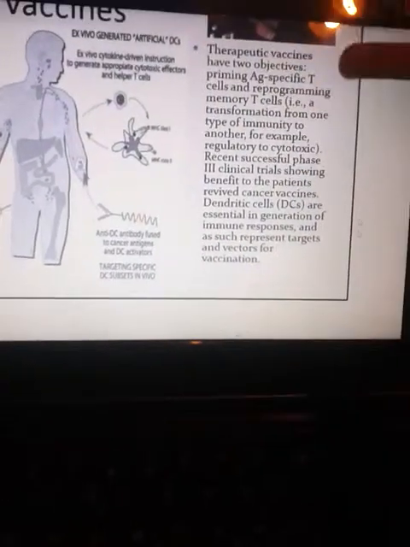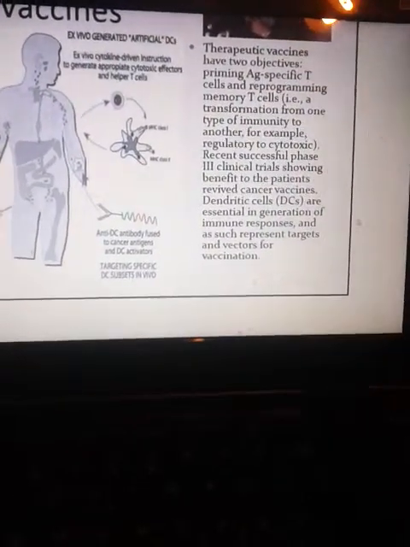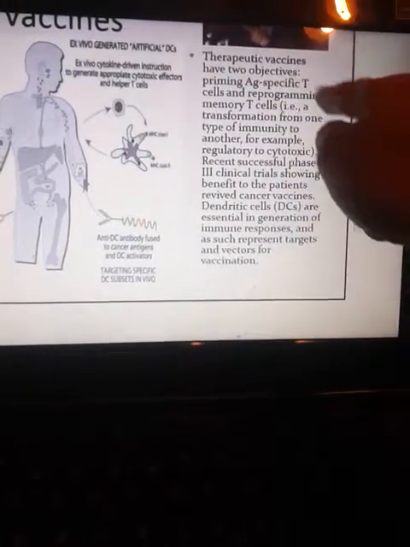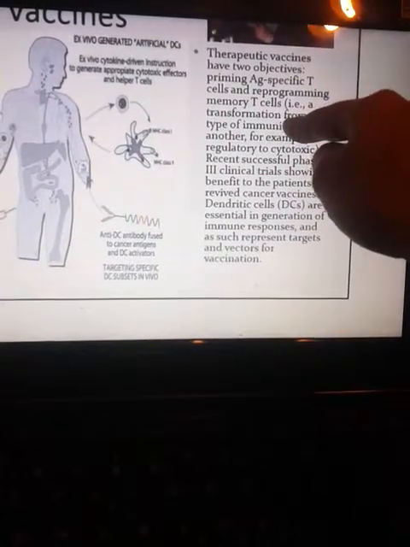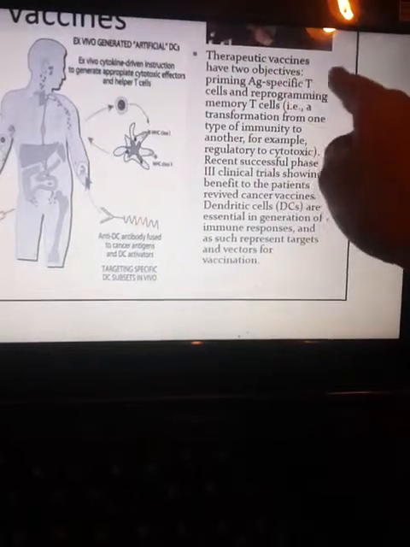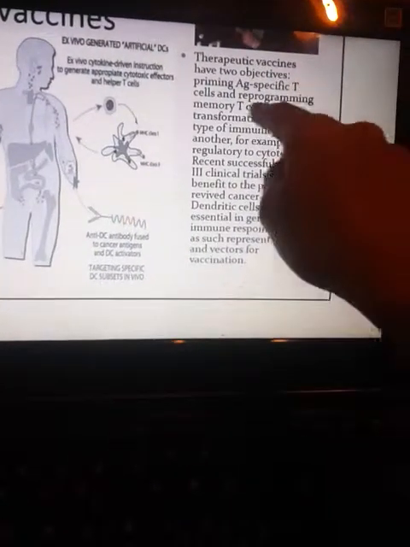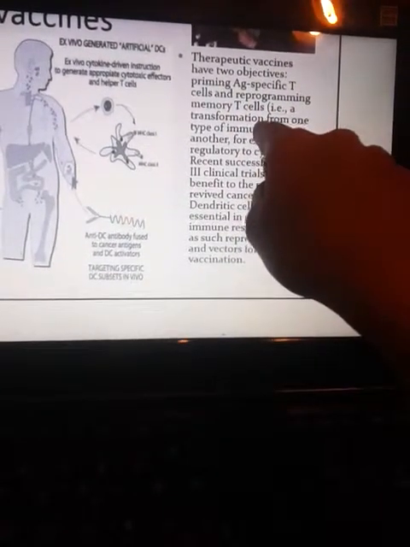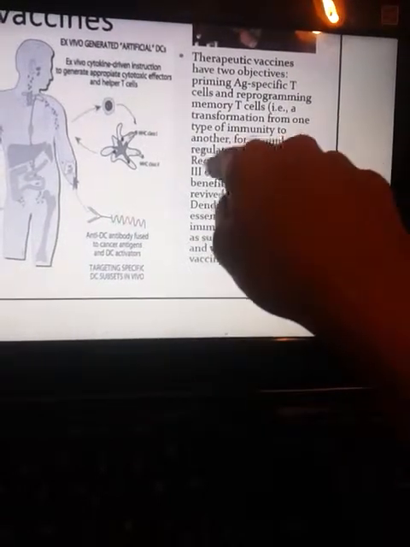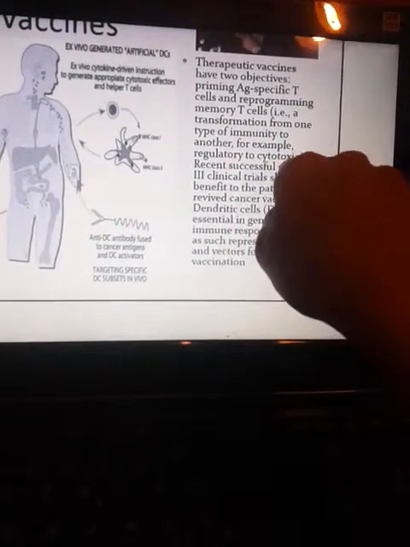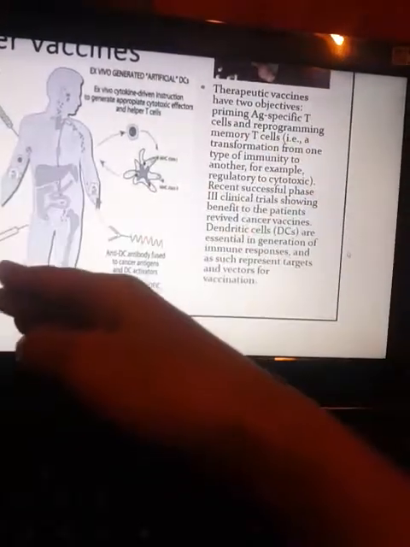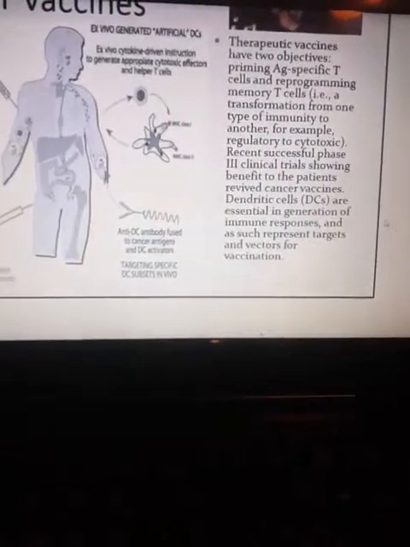Therapeutic vaccines have two objectives: priming antigen-specific T cells or reprogramming memory T cells. That means a transformation from one type of immunity to another, for example, regulatory to cytotoxic. Instead of regulatory immunity, cytotoxic immunity.